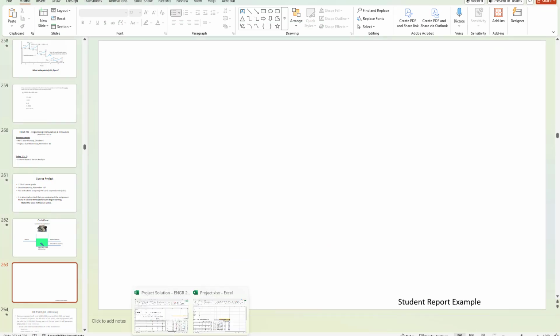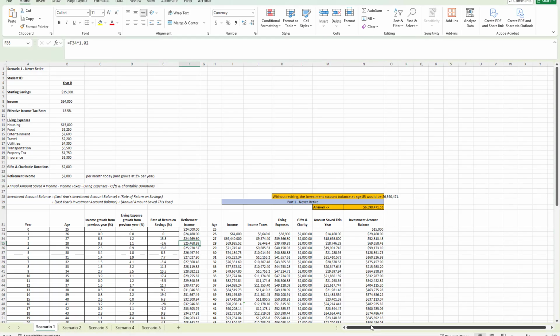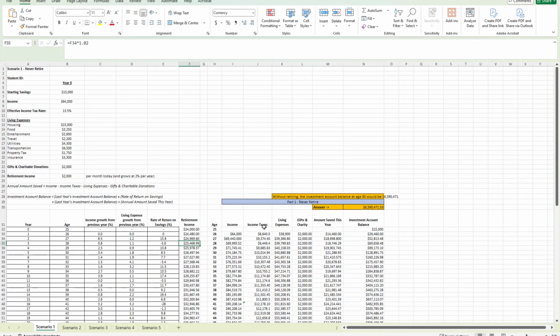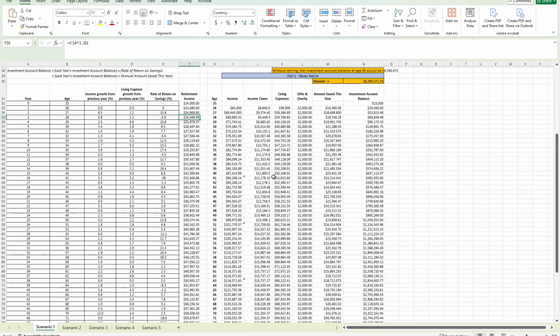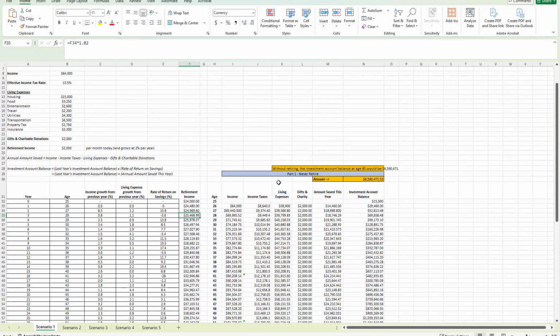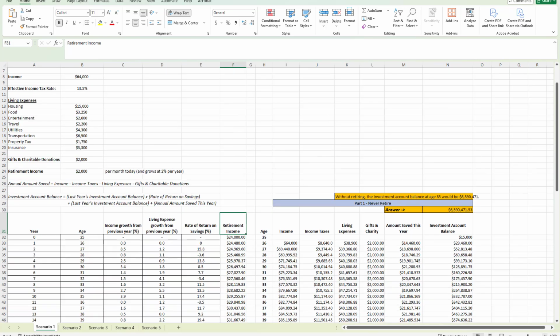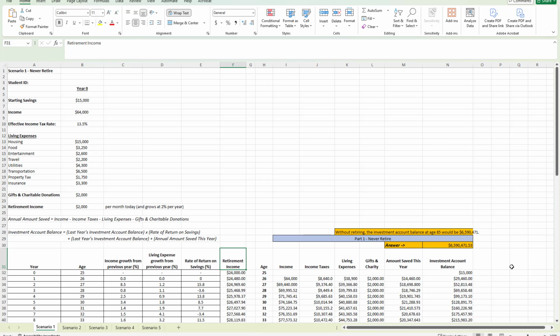The two things that you're submitting are both a report, but then also a spreadsheet with the 5 different scenarios depicted and calculations for each through the entirety of that person's life. So they've got the income amount that they're earning, their retirement income, and I kind of showed you in the previous lecture 14 what that's going to look like. But yeah, that's the long and short of it.